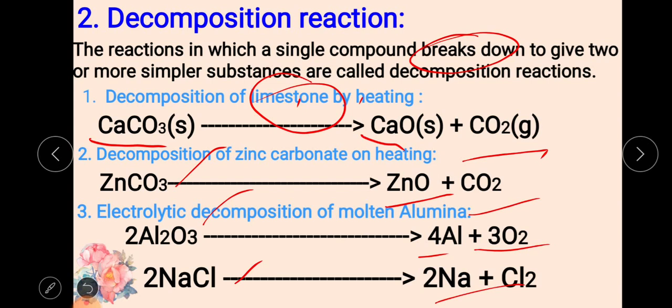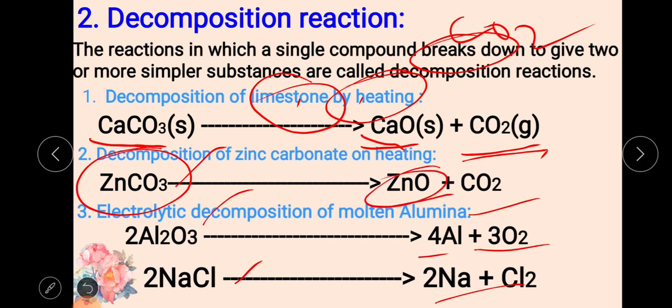with carbon dioxide present in the environment, Ca(OH)2 gives CaCO3. So this is limestone. This limestone, which is in solid state, we can decompose into calcium oxide and carbon dioxide again. So this is also a decomposition reaction by heating, thermal decomposition. And even decomposition of zinc carbonate into zinc oxide and carbon dioxide gas is also a thermal decomposition example.